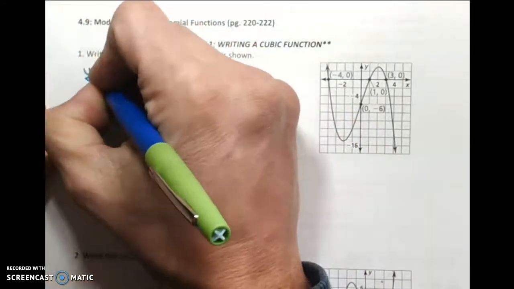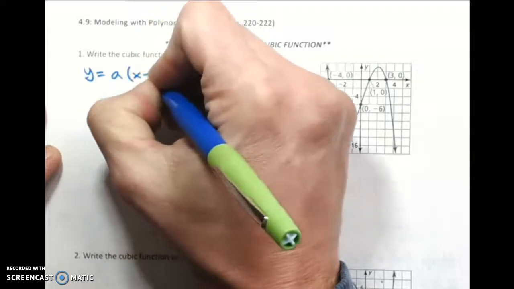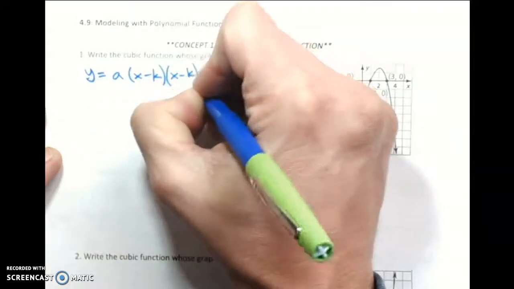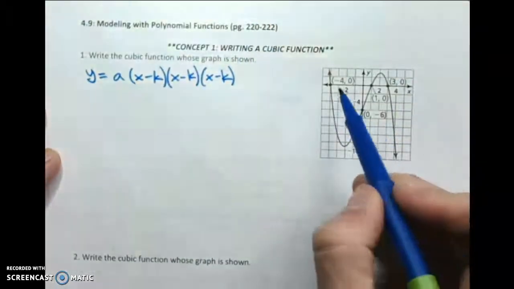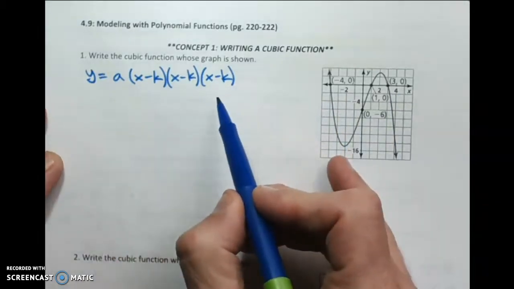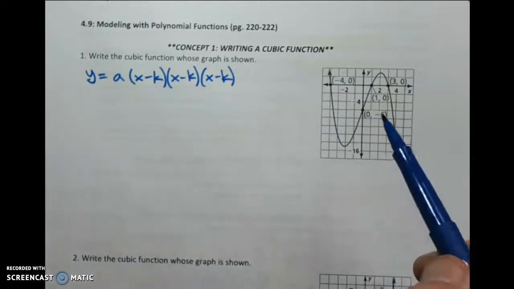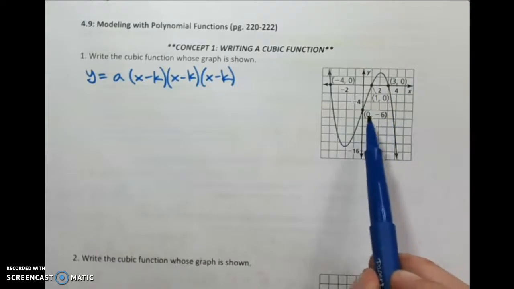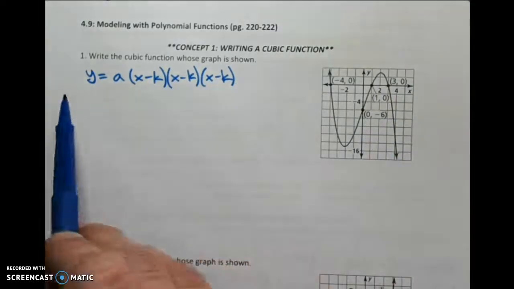And when I have this, I'm going to say y equals a times x minus k times x minus k times x minus k. Those x-intercepts are the x minus k, so that's why I have 3 of them. Then I have this other point, which is an xy, so I have the x and the y.